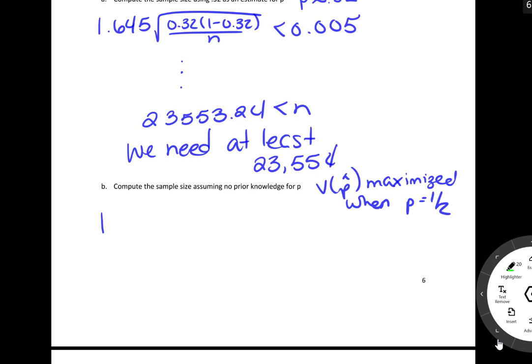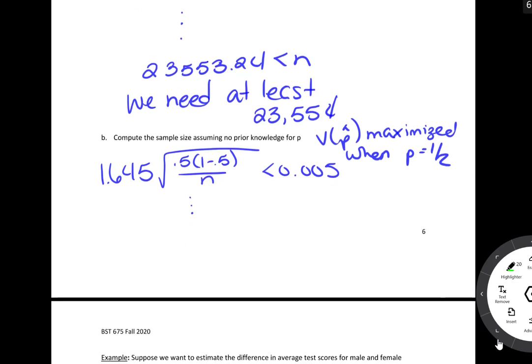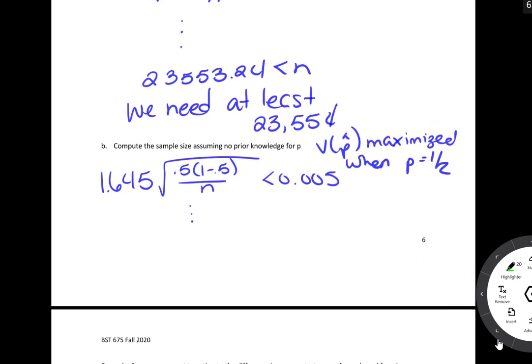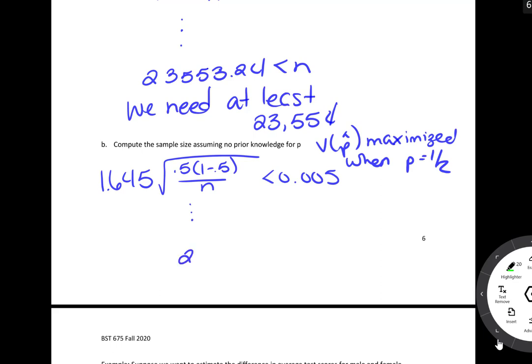So doing the same thing as earlier, we're going to have 1.645 times the square root of 0.5 times 1 minus 0.5 divided by n is less than 0.005. And again, take a moment on your scrap paper, see if you can solve for n. Here, we're going to see that n needs to be greater than 27,060.25. So in this case, we need at least 27,061 subjects.